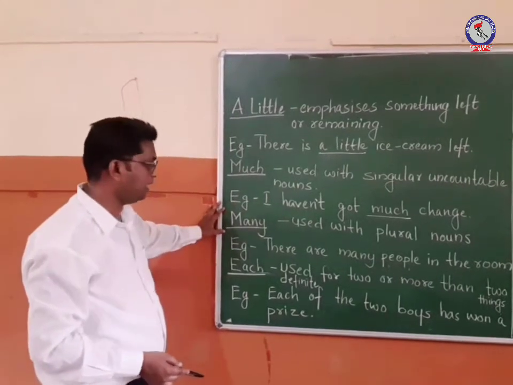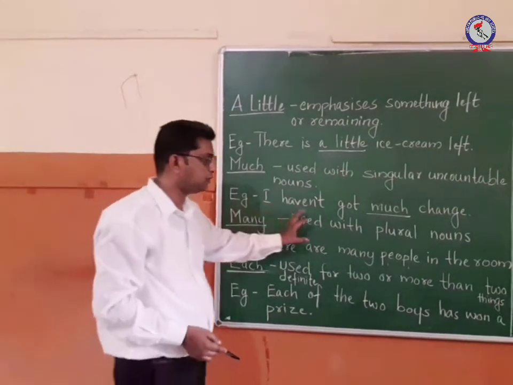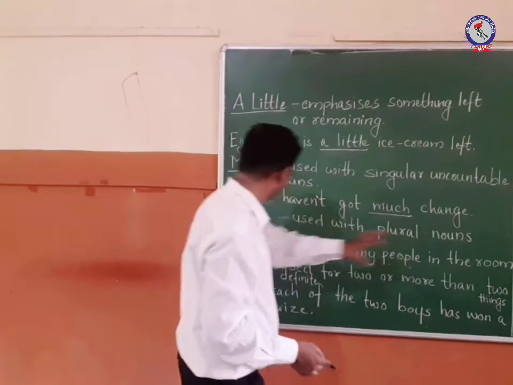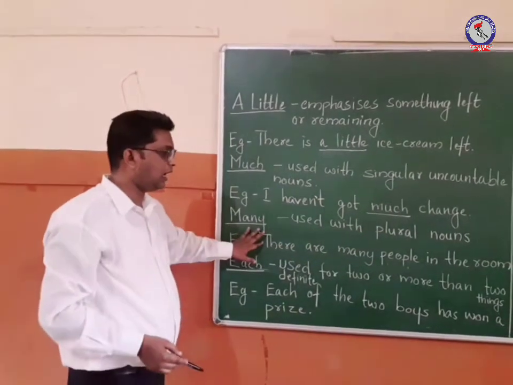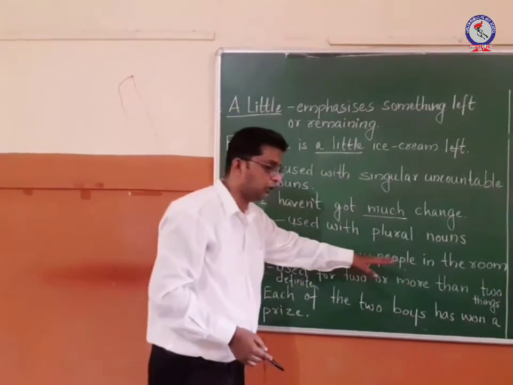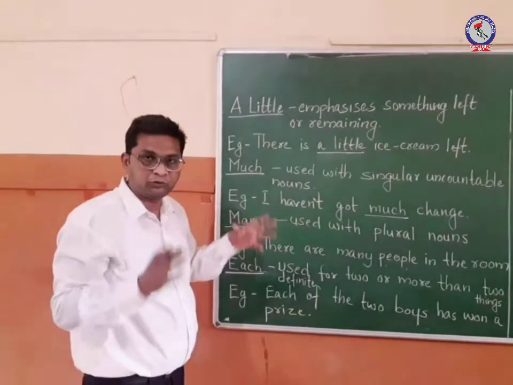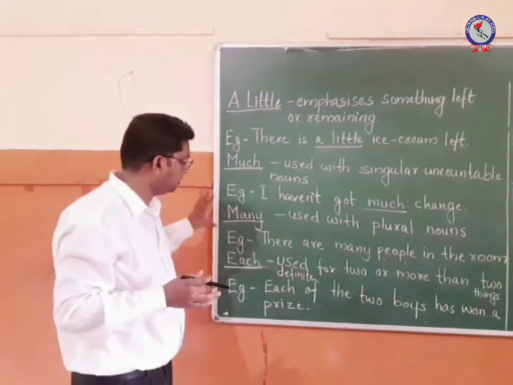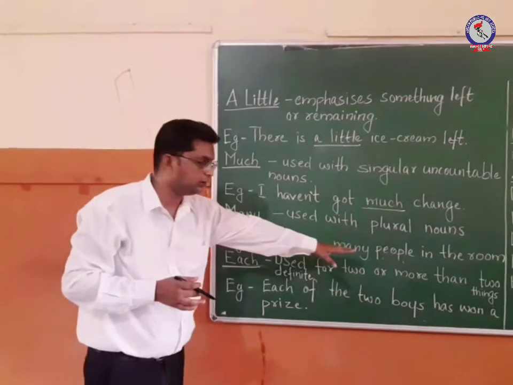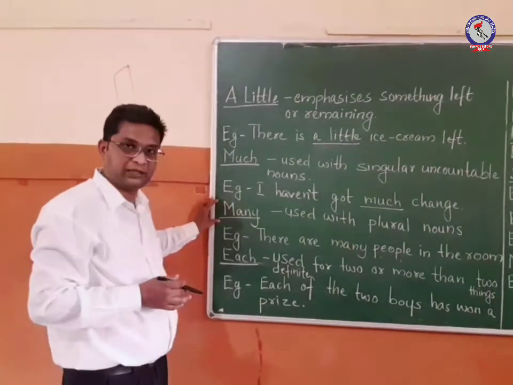Now see, many is used with a plural noun. Example: there are many people in the room. People is a plural. So in order to denote the plural, we have used many.